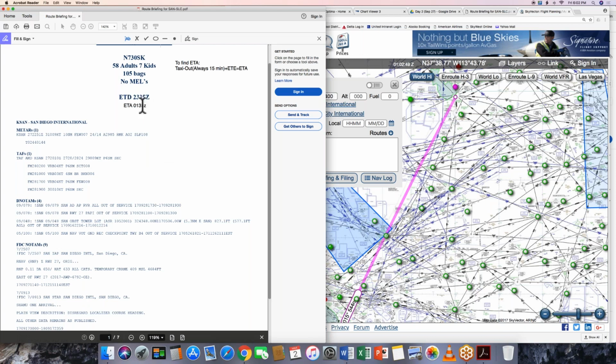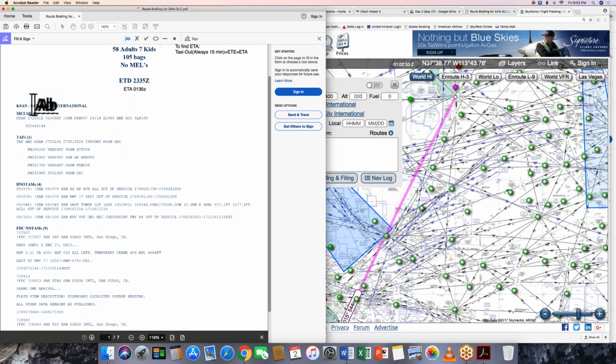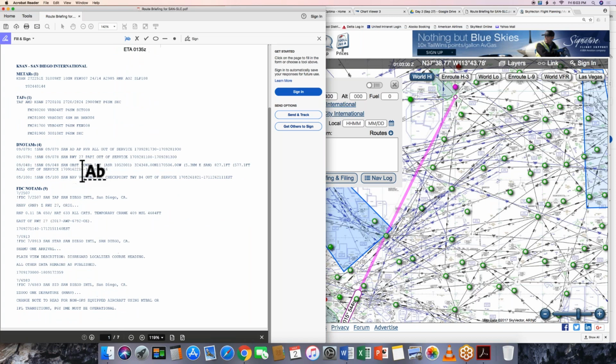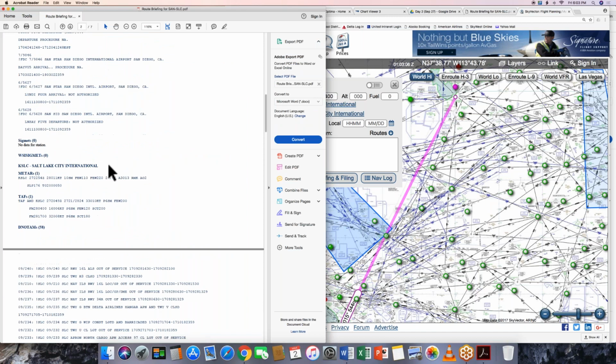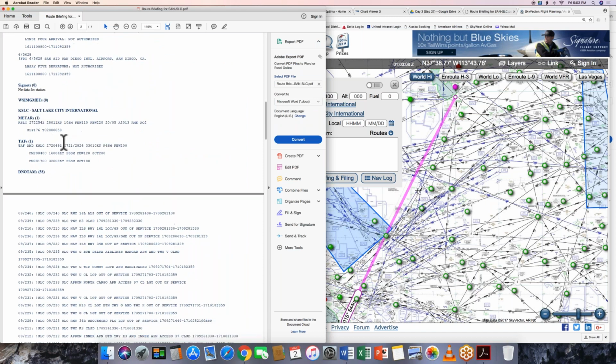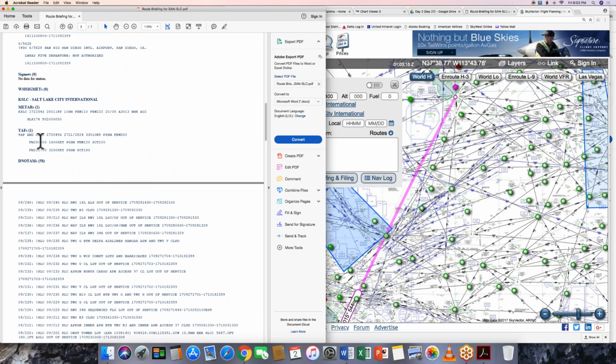Okay, now that we know that our ETA is 0135, we can come down here. This is our San Diego TAF, right? METAR and TAF. So we need to go to our Salt Lake City. Since it's our destination, we need to look at the Salt Lake City METAR and TAF. Is everybody following along? Yeah. Okay, so here's the TAF.